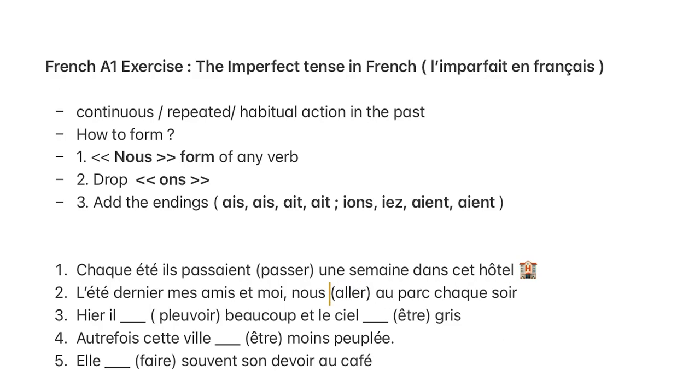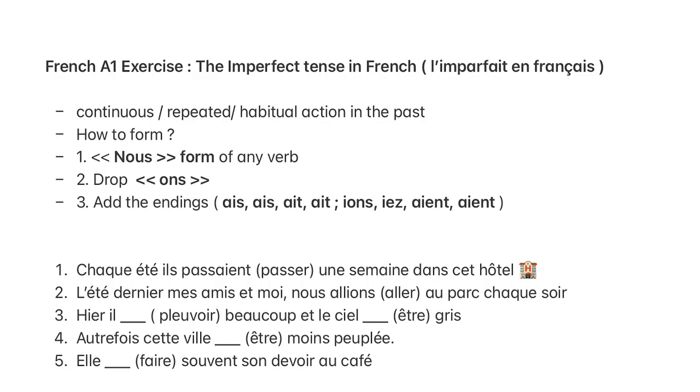So our answer here is allions. L'été dernier, mes amis et moi, nous allions au parc chaque soir. Last summer, my friends and I, we used to go to the park every evening. We choose the endings IONS with respect to the subject pronoun nous. Moving on to the next one.